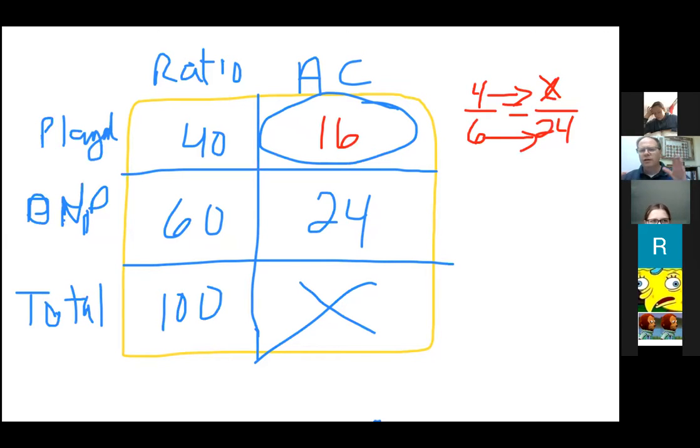Okay, and so that's the method you use. You make your chart, fill in the information that you know, you do your ratios according to what you need to use them for, and then you'd have no problem getting what you need to get.